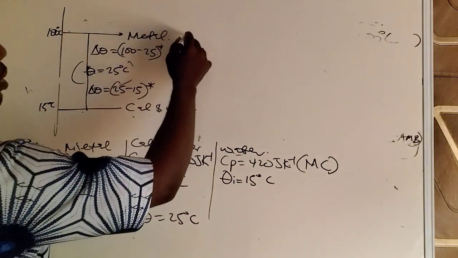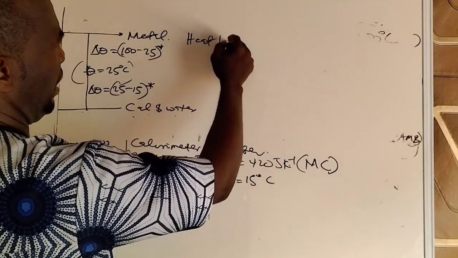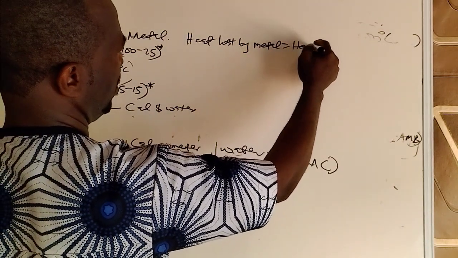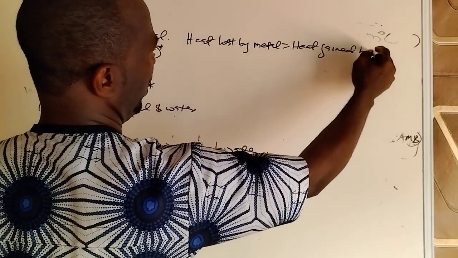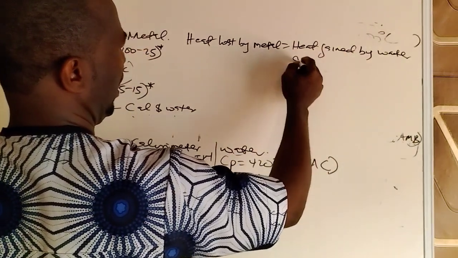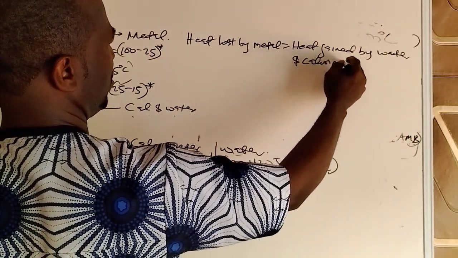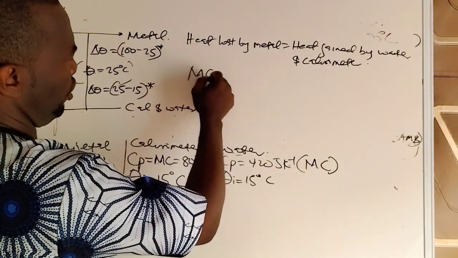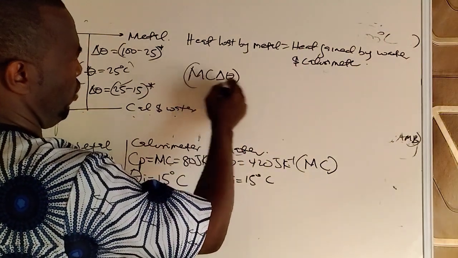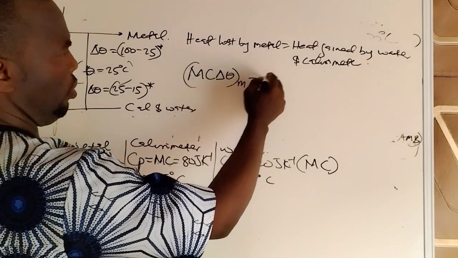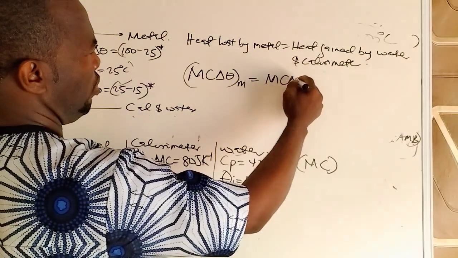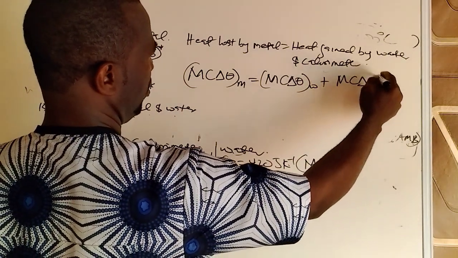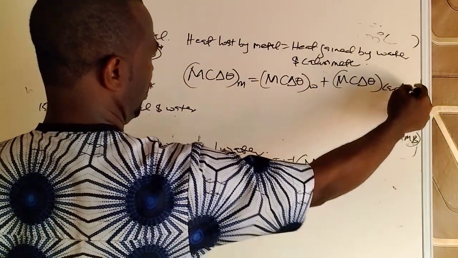We now say heat lost by metal is equal to heat gained by water and calorimeter. So having done that, you can still say MC change in temperature for the metal, let M stand for the metal, equal to MC change for the water plus MC change for the calorimeter, cal.